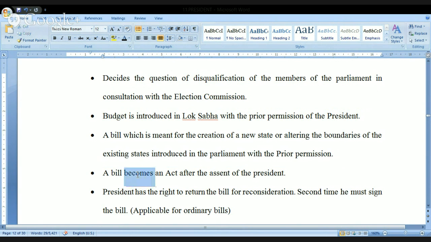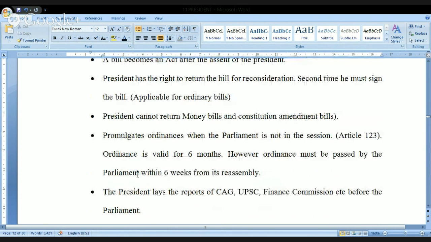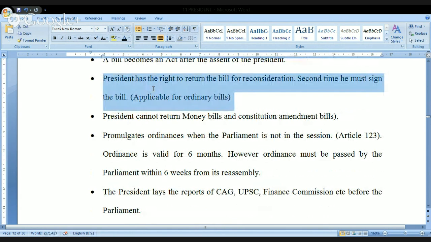Next point also we know: a bill becomes an act only after the assent of the President. These points I told you on day number 1 itself. Assent means consent. Consent means signature of the President. In the absence of the consent or assent of the President, a bill never becomes an act. Am I clear? Next one. Look at this. So this also we know. The President has the right to return the bill for the reconsideration. And you know the meaning of the reconsideration. And when it comes to the second time, he must sign the bill.